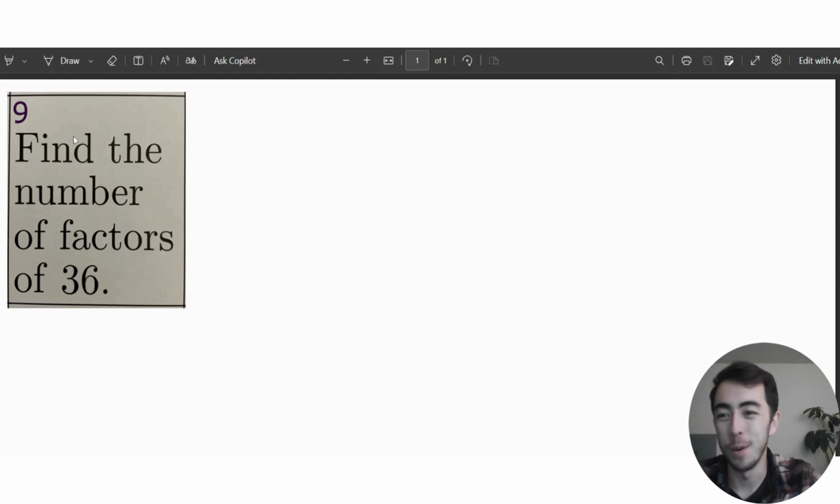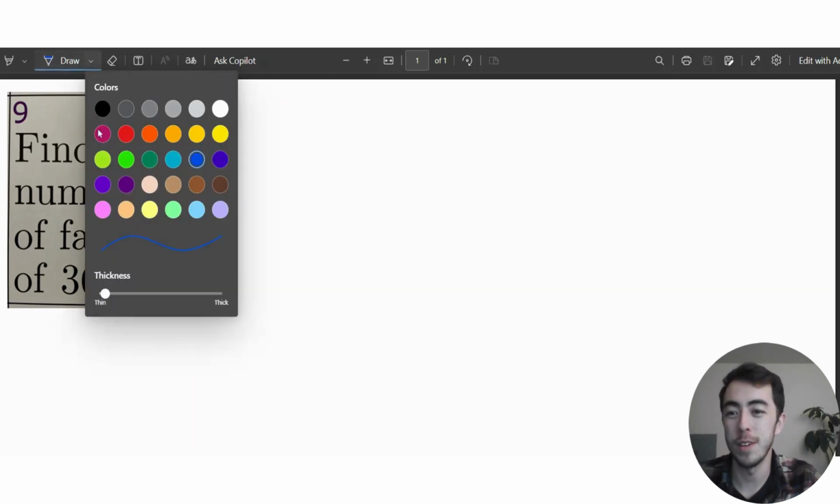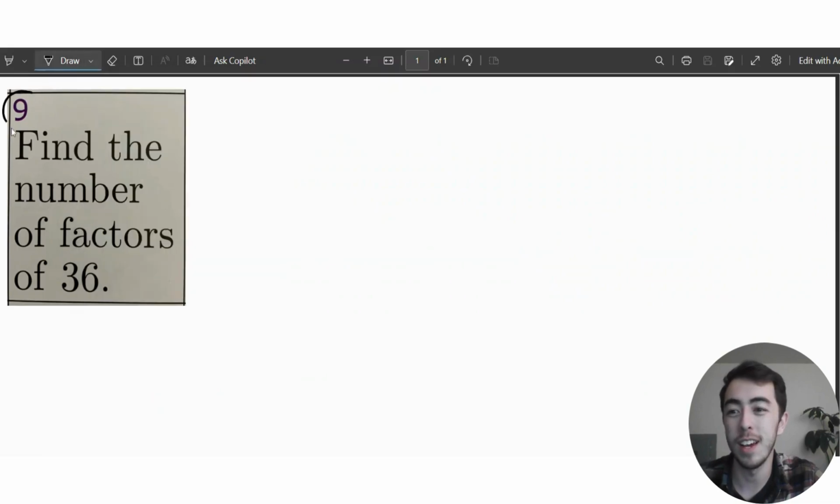Okay, so find the number of factors of 36. Compared to the last 2 days, this is honestly a nice change of pace. Like all the other problems, the answer is hiding in the corner. It's just a 9, today's date, and it's up to us to figure out why this 9 is correct.